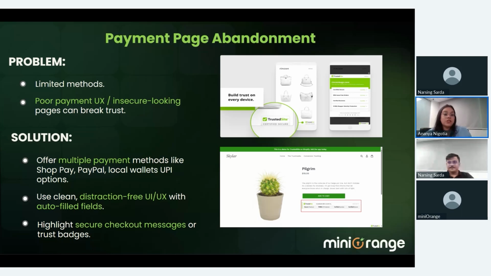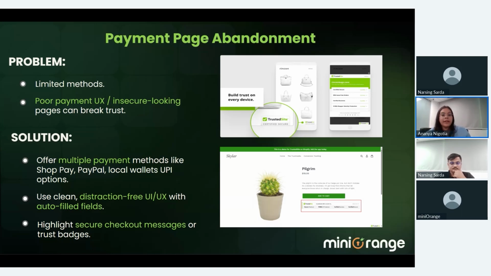To address this issue, we should have at least 4 to 5 payment gateway options, like multiple trusted payment gateways over the store, like ShopPay, PayPal, or connected with some local wallets, or UPI options can also be available. Or whatever your audience prefers. You have to analyze your target audience, and according to that, you can have some payment gateways integrated, maybe also based on the location.